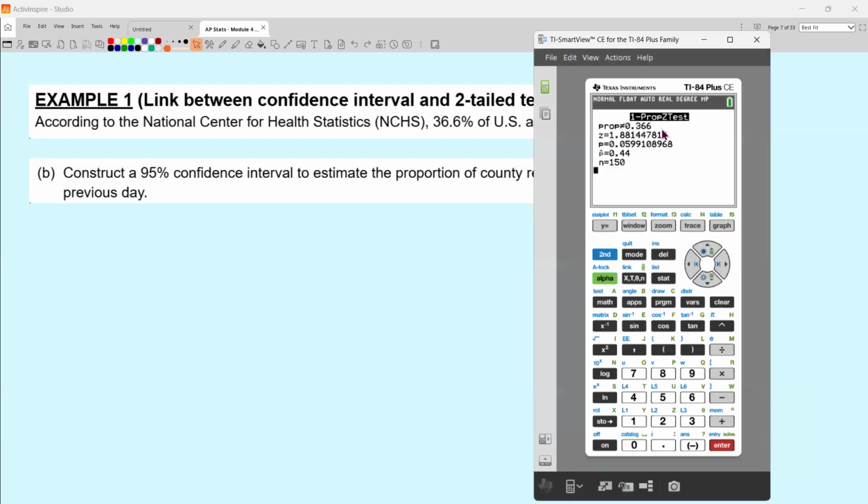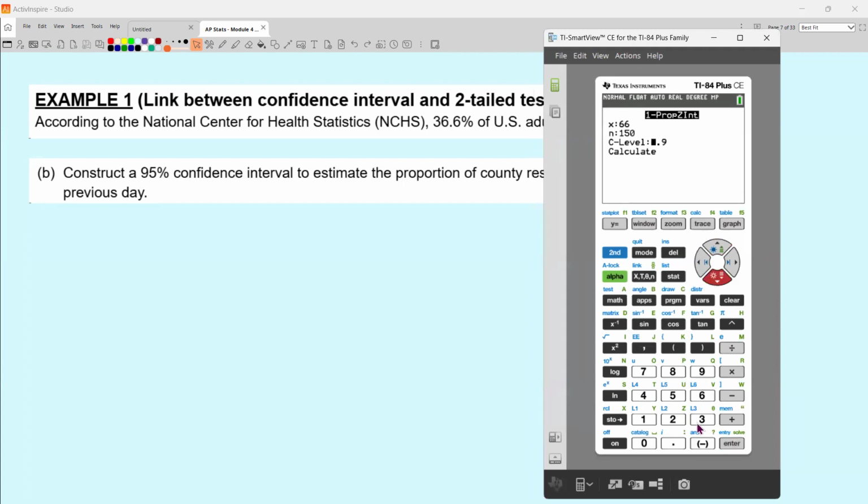So notice that for the one prop Z test inputs, we were able to put our null proportion in and our sample. If you go into your stat menu and go to one prop Z int, it'll use that same sample. So 66 over 150. We want to make sure that we have our confidence level set. So this is a 95, so we want to make sure your C level says 0.95.